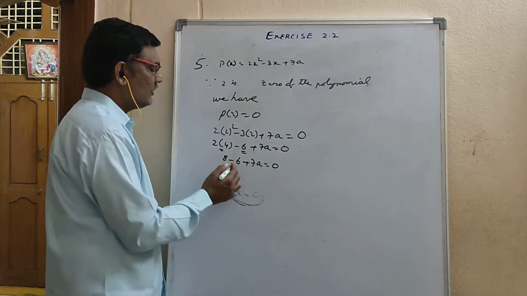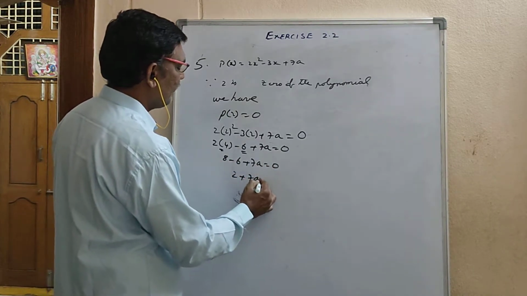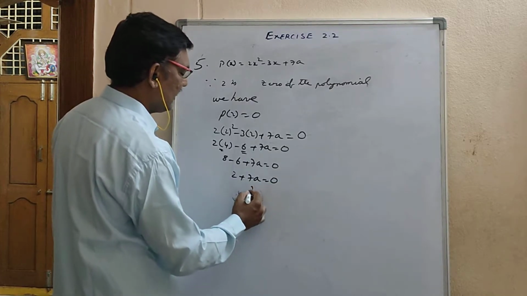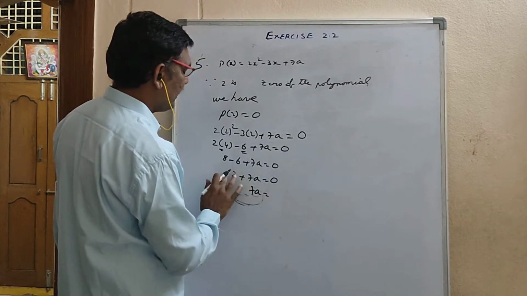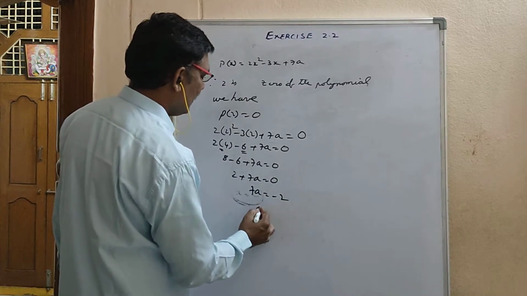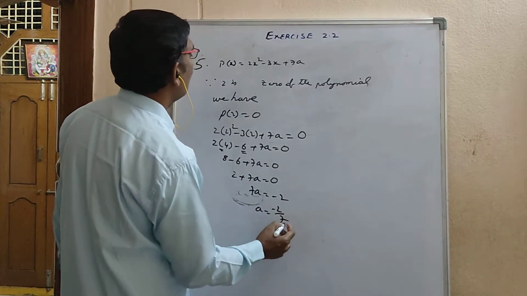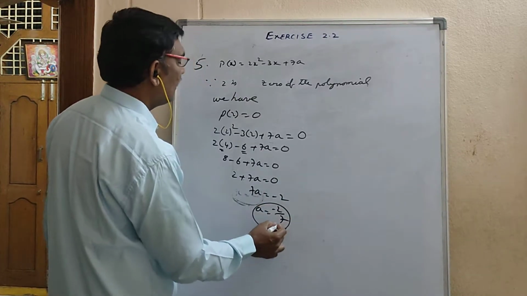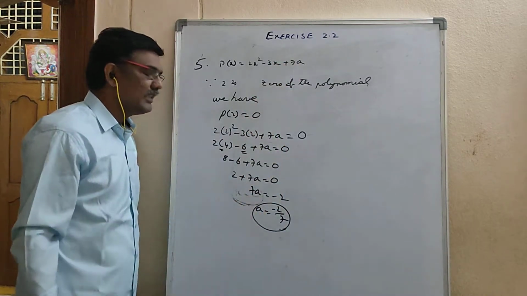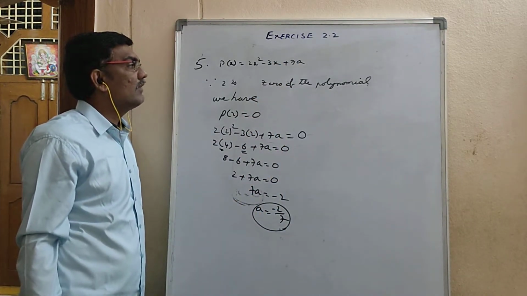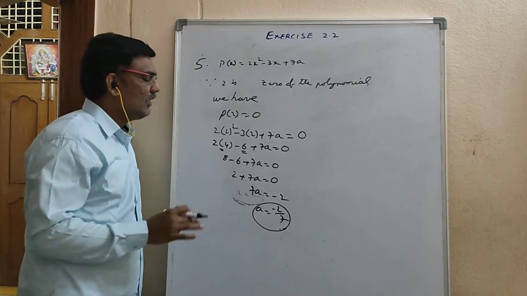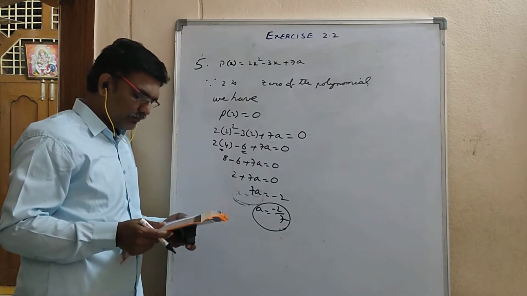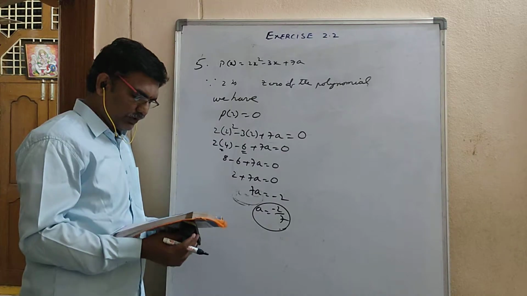8 minus 6, how much? 2 plus 7a is equal to 0. If you make 7a the subject, take plus 2 to that side, minus 2. A is equal to how much? Minus 2 by 7. So the value of a is minus 2 by 7. Okay, like this you have to do it. Next we will go for the 6th question.